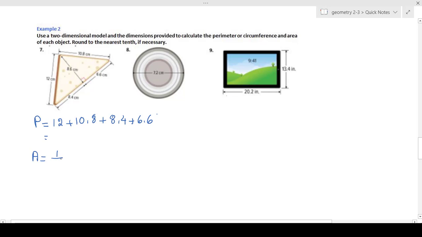That is equal to half times the base, which is this base, because the height is perpendicular on it. So it is half multiplied by 8.4 plus 6.6 multiplied by the height, 8. You do all of this with the calculator and you find the answer. Now here the same thing.